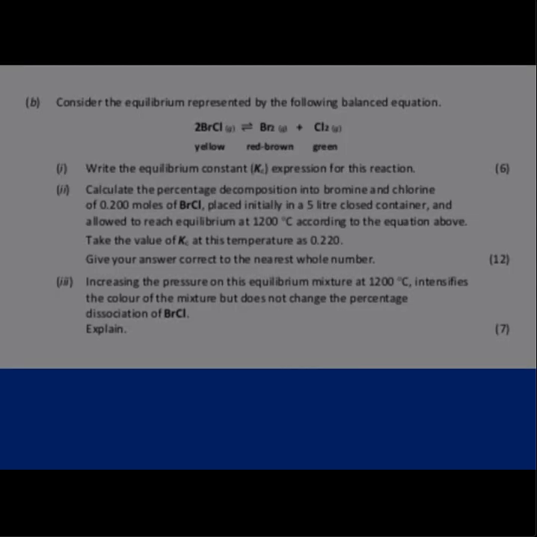So in the question, the information that you want is we start off with 0.2 moles of BrCl in 5 litres, and we have a Kc value of 0.22. And the thing that we're trying to find out at the very end is something new, the percentage decomposition into bromine and chlorine. So it's the percent decomposition of your bromine chloride. So if you haven't done the question already, you can pause and do it now, and otherwise we'll go into the solution.